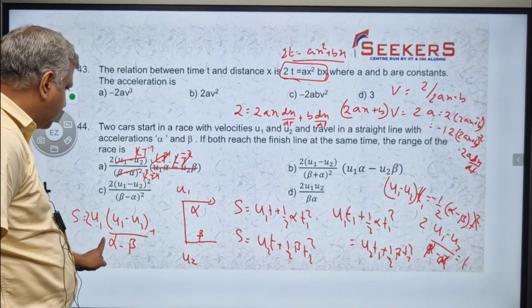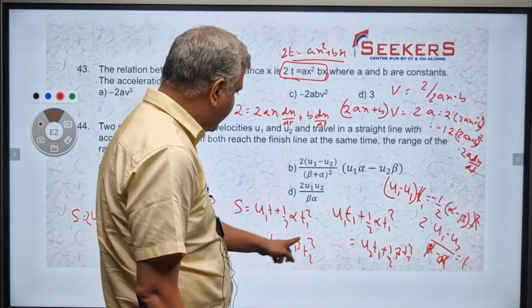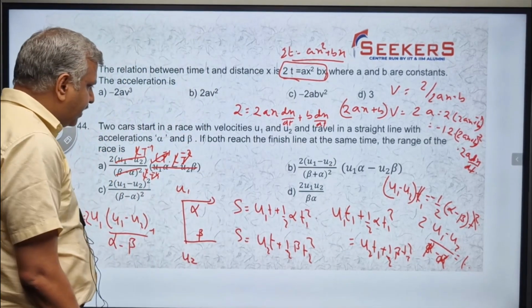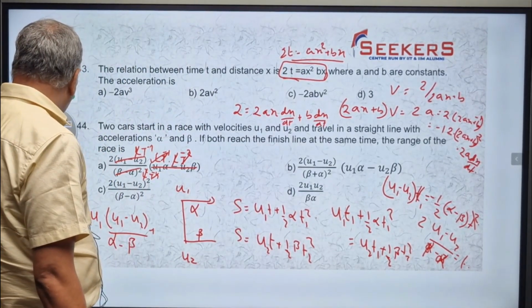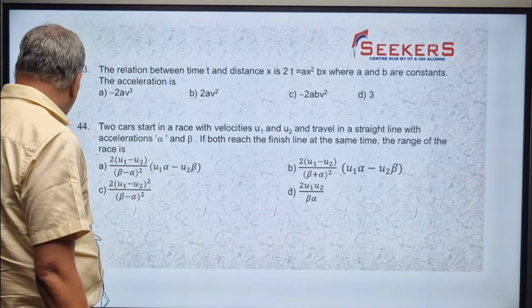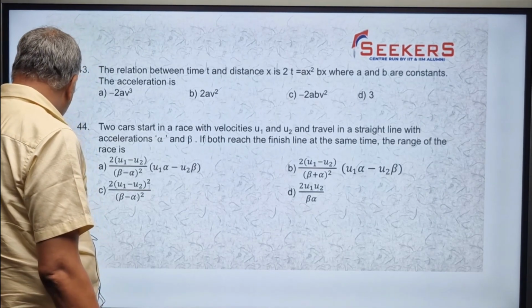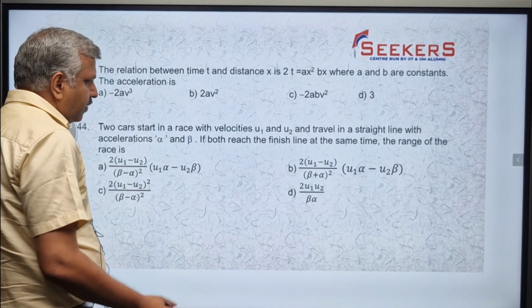Okay, so I just have to substitute this. I already found out the value for t. Once you get the value for t, then if you substitute here, you will get it. So let me just erase everything and then I will get it again. Yeah, so this is taking us a little time.